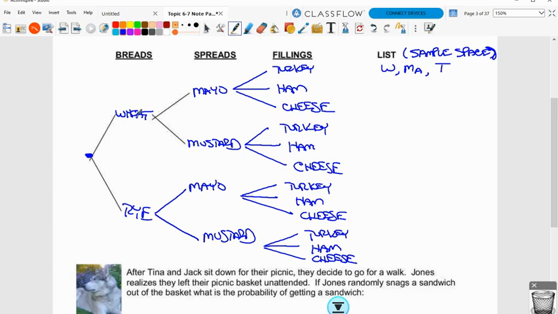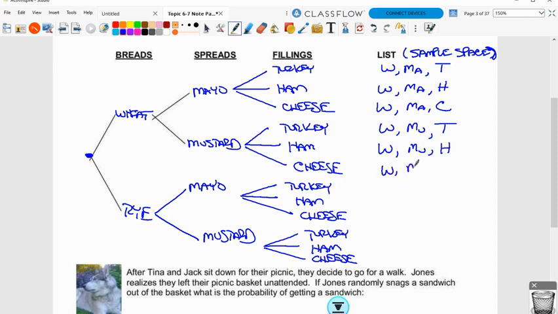There's our first possible sandwich, wheat bread, mayo, and turkey. We could then choose wheat bread, mayo, and ham. Then we could do wheat bread, mayo, and cheese. Or we could have wheat, mustard, turkey. Just keep following the branches. I'm going to put MU for mustard and T for turkey. Wheat, mustard with ham. And then wheat, mustard with cheese. Those are all the possible sandwiches that you could have with wheat bread.